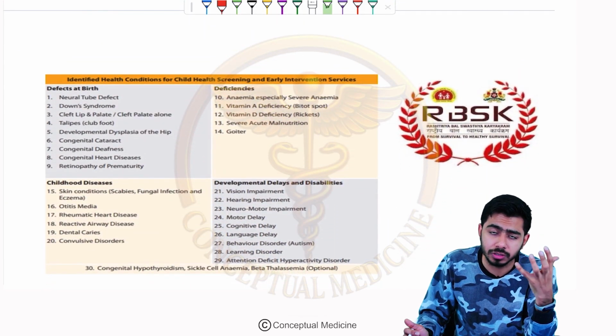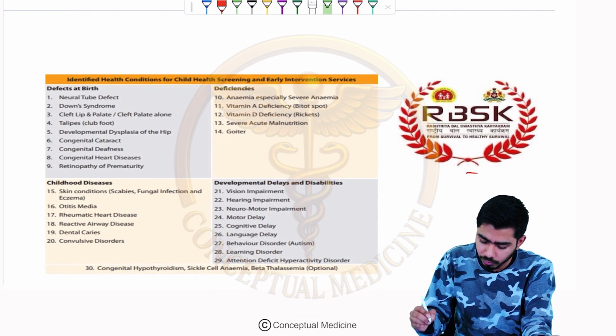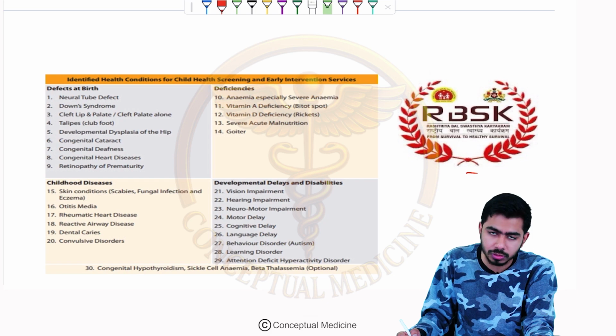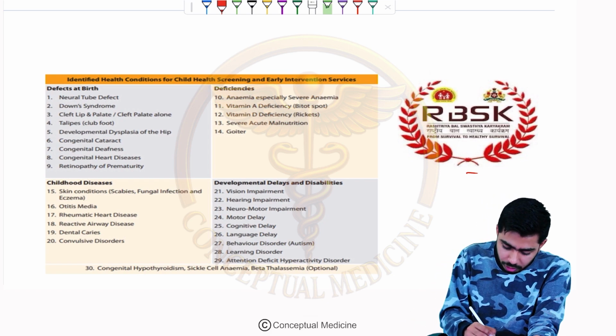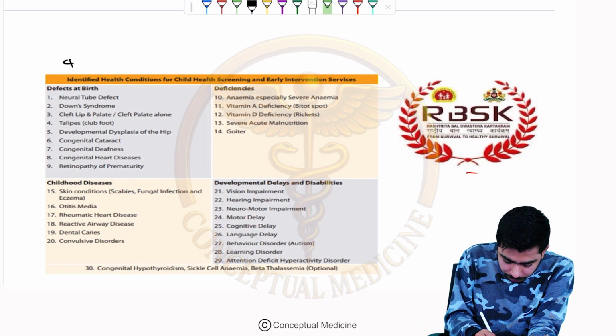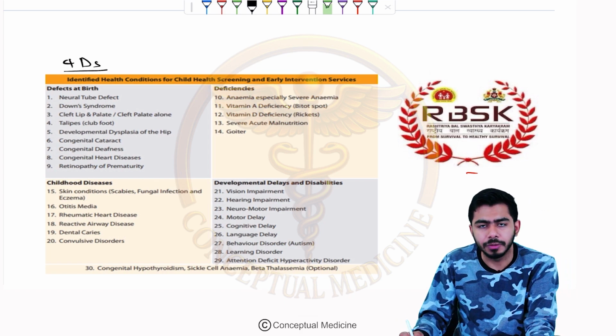Now we shall be moving to the next one, the RBSK, the Rashtriya Bal Swasthya Karyakram. This is the logo for the RBSK, which you need to remember. Pictorial memory, guys. This might be asked. Here we are talking about the 4 Ds.